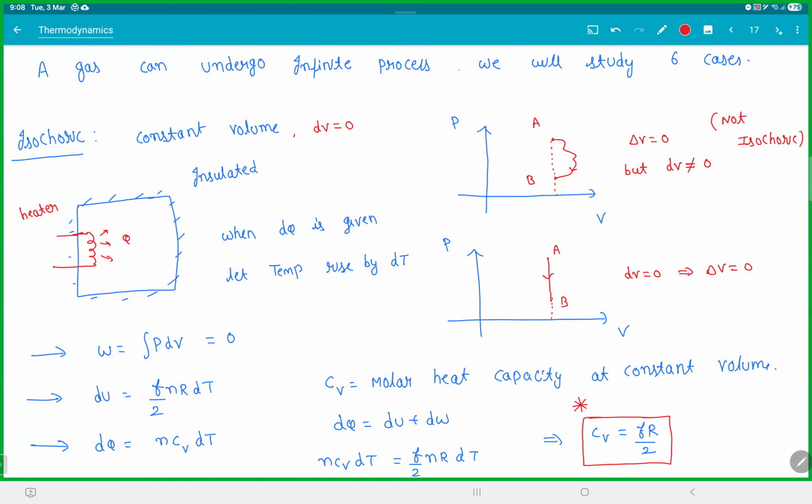Is this clear, everyone? So this is the isochoric process. This is what we are going to do for each process. Any doubts on this page? Clear?